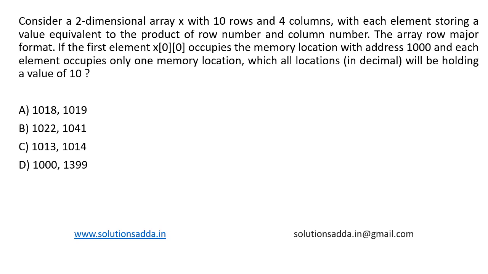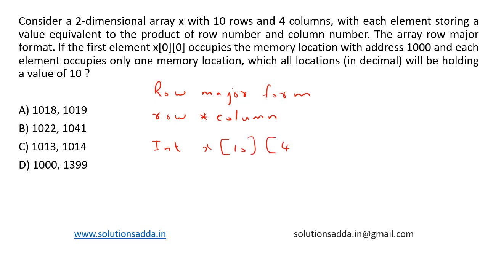So the points to note here are, first thing is row major form. And the value of a particular location is the product of row multiplied by column. So we have an integer array. Assume it is an integer array int of X 10, 4. So there are 10 rows, 4 columns, and the indexing is at 0, 0, and it is stored in row major form.